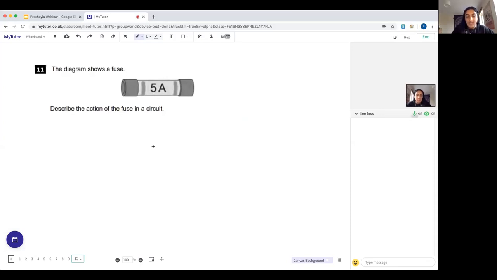I'll give you 1 minute to think about what the answer might be. You can write it down or you can just think about it in your head. 1 minute to think about the action of the fuse in a circuit.